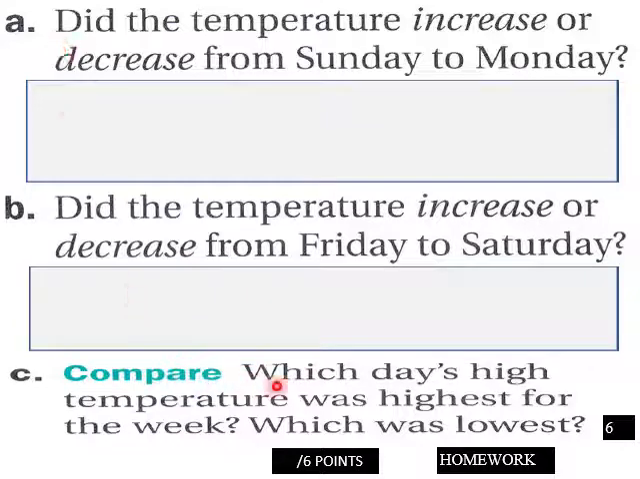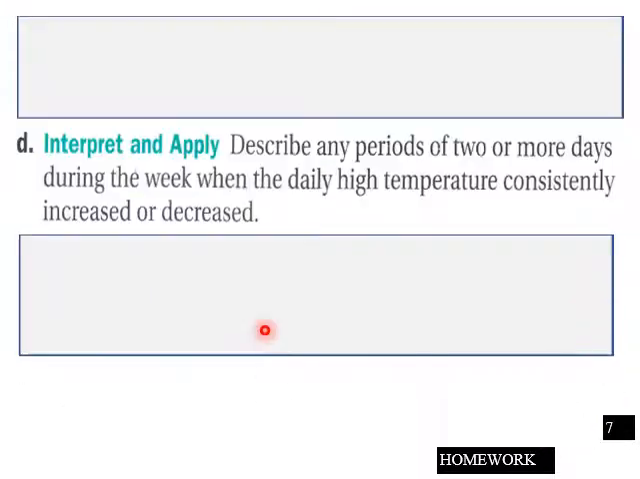And then C, compare which day's high temperature was highest for the week, which was the lowest. So which was the highest temperature of the week and which was the lowest temperature of the week. And so you got 6 points here for page 6. C goes into here. Here's where you respond for C.